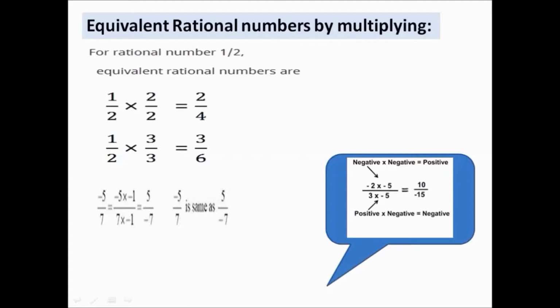Let's see one more example. Minus 5 by 7 is multiplied by minus 1 by minus 1, and we get 5 by minus 7. Here we must observe one thing. When two numbers are multiplied with the same sign, we get positive result. When two numbers are multiplied with opposite signs, we get the result negative.